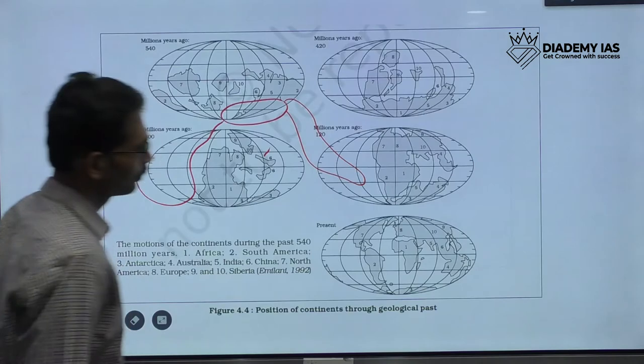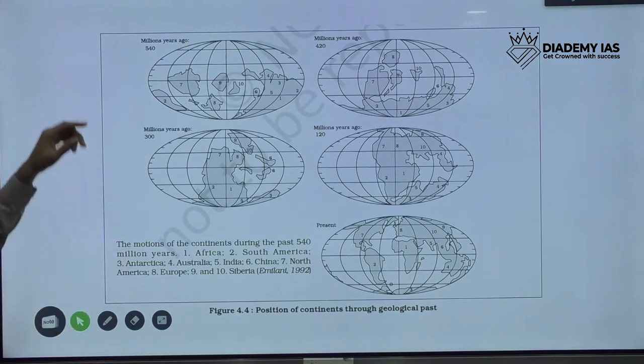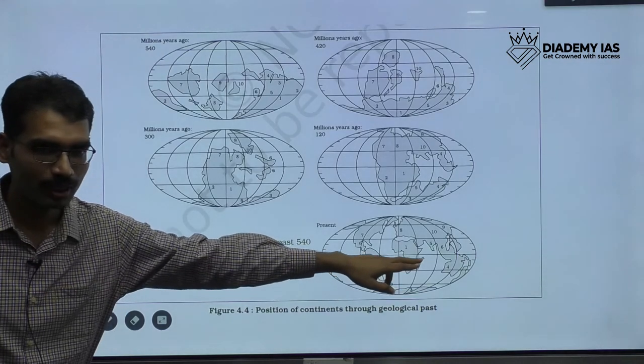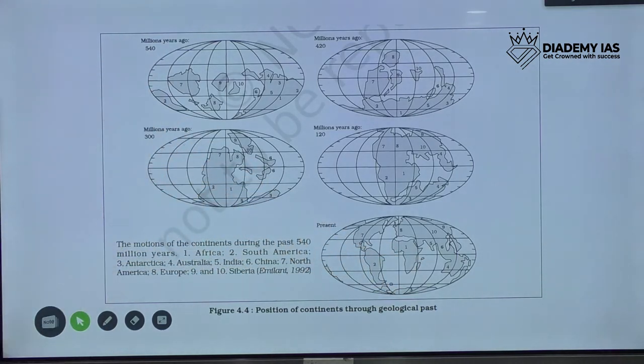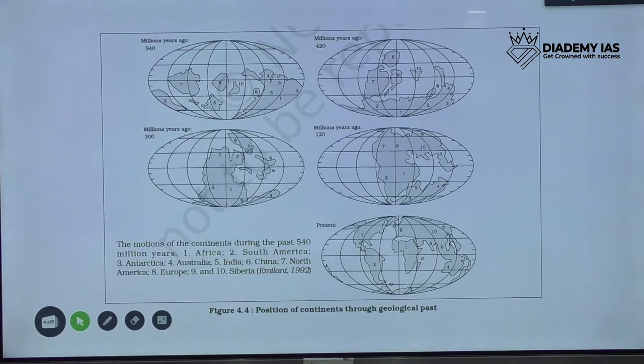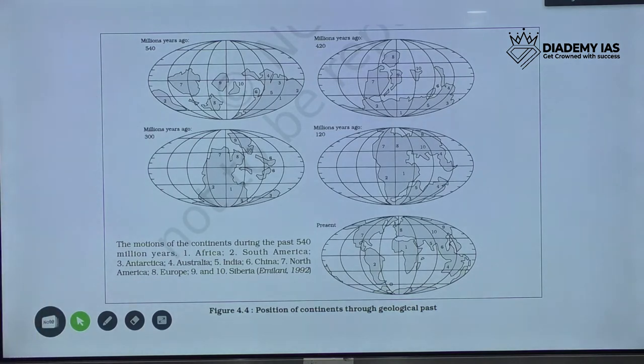Now if you see this image, whatever place we are seeing, continents are on the move continuously. They are not going to stay in one place. Around 50 crore years ago, this was the condition of the globe. And 42 crore years ago, this is the condition. Now 30 crores, 12 crores, and present. After 100 crore years, maybe something else might be the shape of this earth. We all become fossils. So that's all.